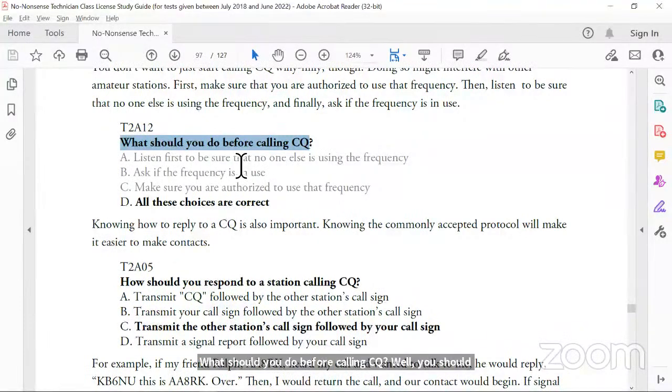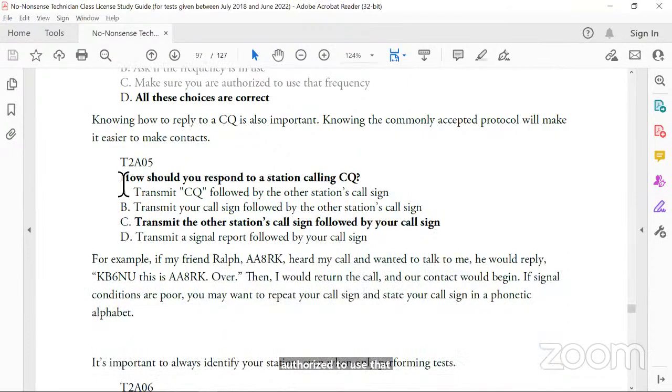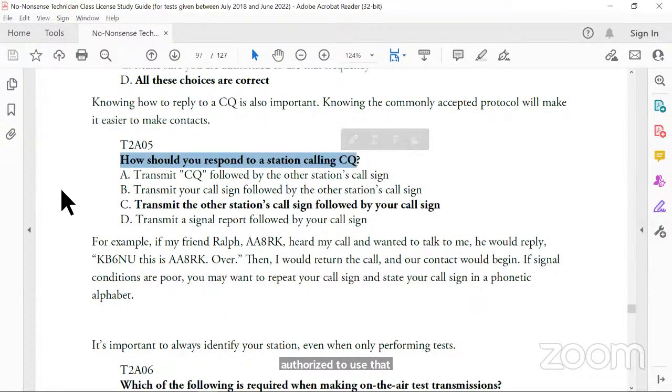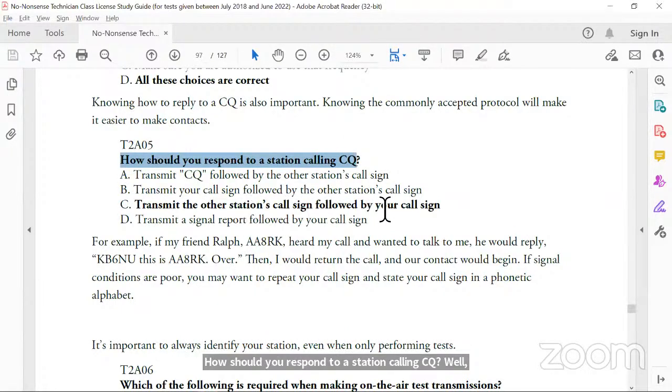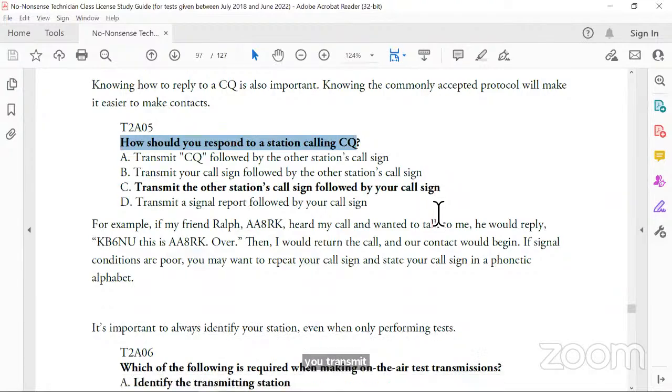Listen first to be sure that no one else is using the frequency. Ask if the frequency is in use and make sure you are authorized to use that frequency. So all of these choices are correct. How should you respond to a station calling CQ? Well, you transmit the other station's call sign followed by your call sign.